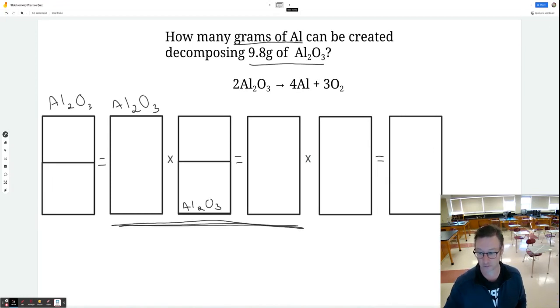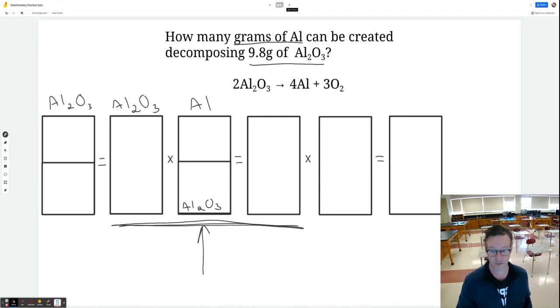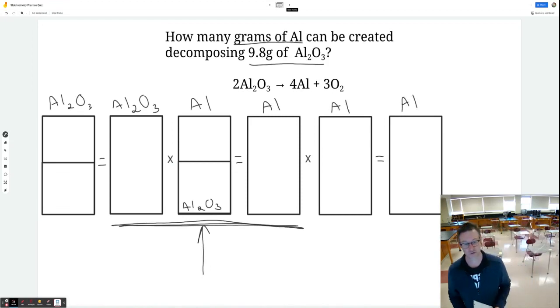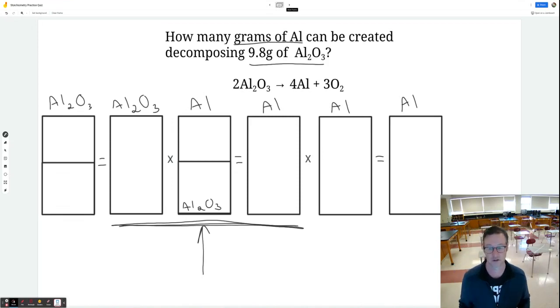The question is about aluminum. So this step is the bridge between what we were given and what we're trying to find. From here on out, everything we do has to do with the unknown, which in this case is aluminum. Okay, so just labeling those boxes to give us where we're going to look to find the numbers that we need.